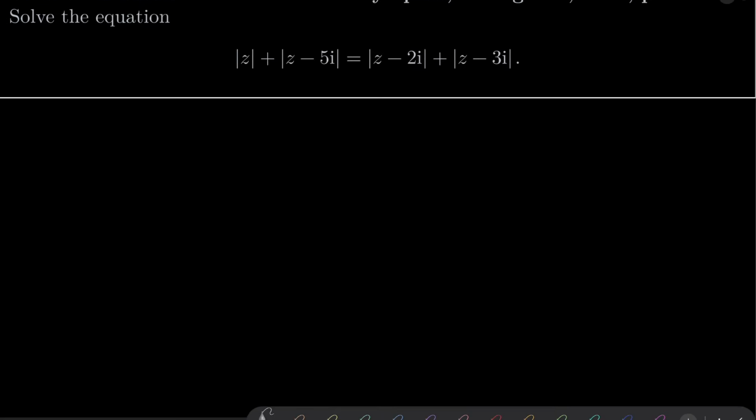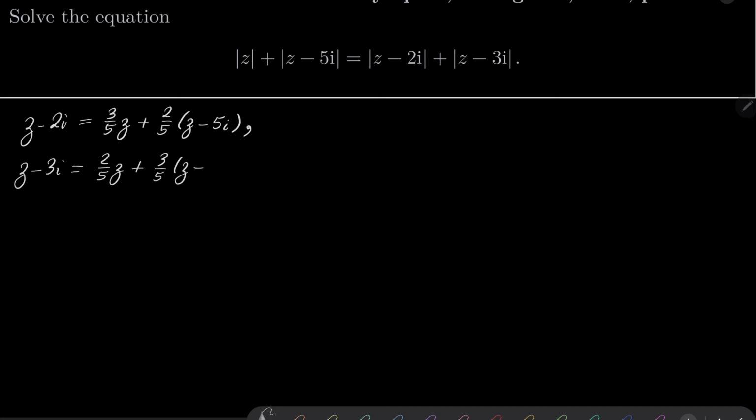Alright. So let's see. First, z minus 2i, pretty easy to see, you can verify it easily, is 3 over 5 times z plus 2 over 5 times z minus 5i. Pretty easy to verify because 3 over 5 times z plus 2 over 5 times z is z, and we have minus 2i. Likewise, pretty easy to see that z minus 3i is 2 over 5 z plus 3 over 5 times z minus 5i.